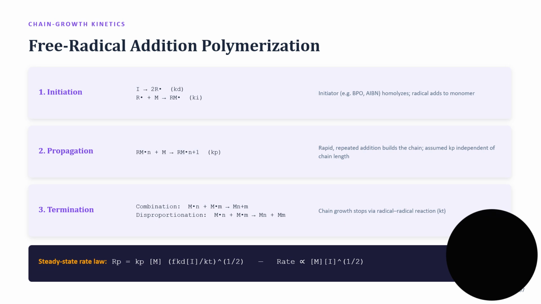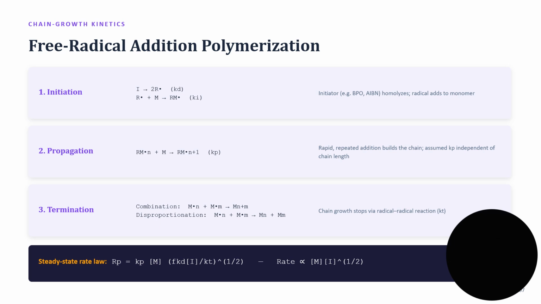Step 3, termination. The chain growth stops when two radicals meet. This can happen by combination, where two chains join to form one longer chain, or by disproportionation, where a hydrogen atom transfers from one chain to the other, producing two dead chains, one with a double bond. Termination happens with rate constant kt.